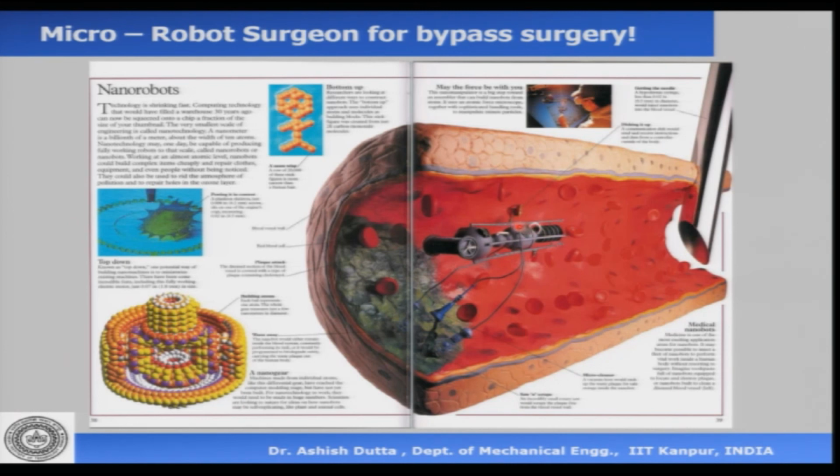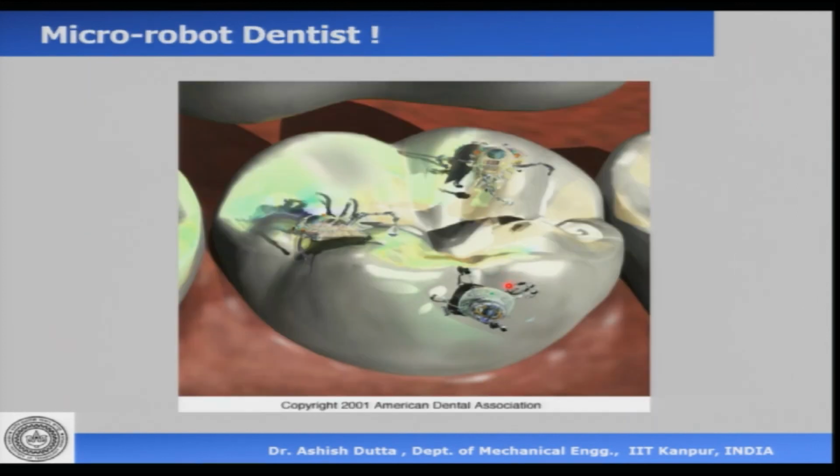We are already in the age where robots are this small, and for example, this is already being done in the case of placement of stents in the heart, where a small robot kind of device can be inserted, and then after the stent is placed, it can be taken out. So when we say small, we mean this small, or smaller than this.